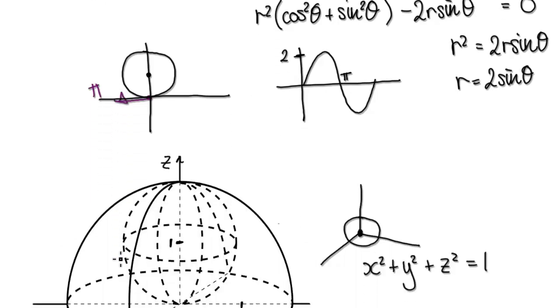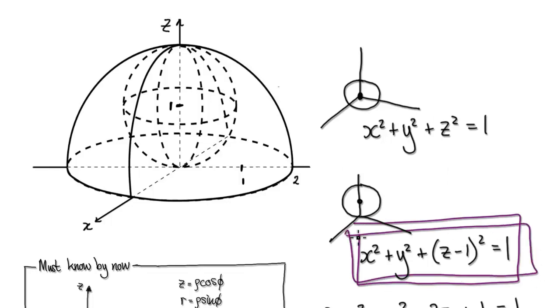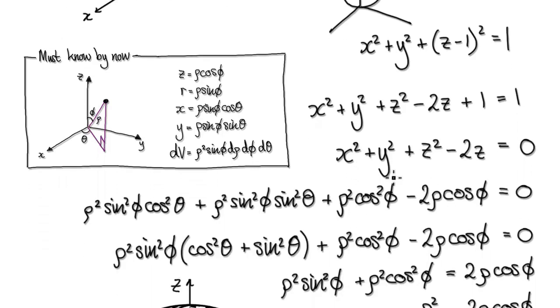So now let's move to 3D. In 3D, a sphere is given by this, and if you want to move the sphere up by 1 in the z direction, then you would replace this with z minus 1. So the equation of a sphere that's been shifted up by 1 in the z direction is given by this in Cartesian form. So now convert it into spherical form. Remember, you must know this by now.